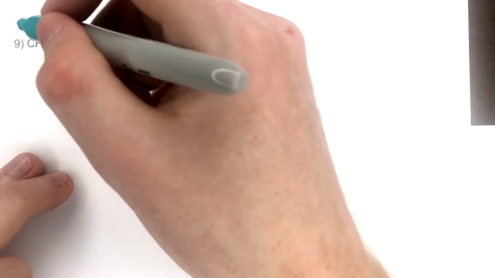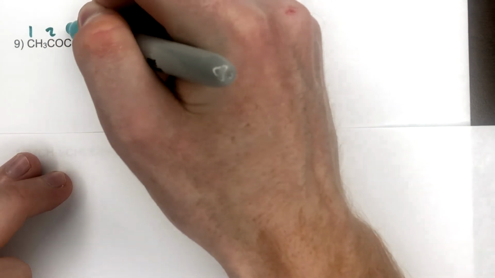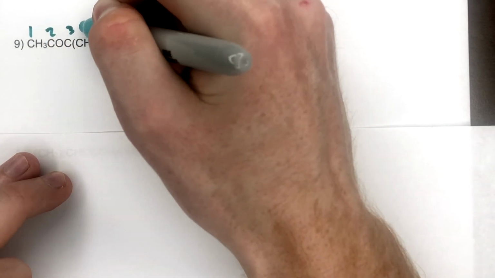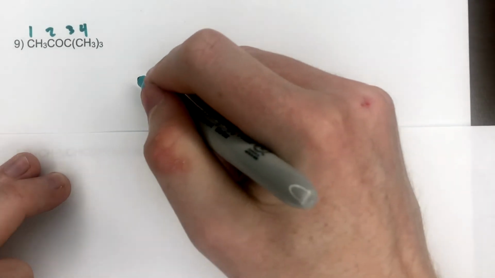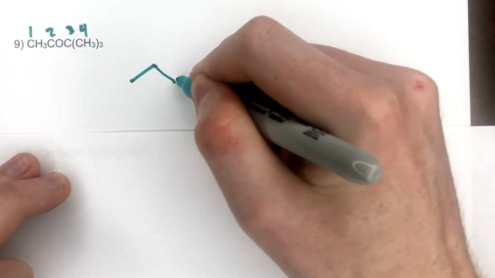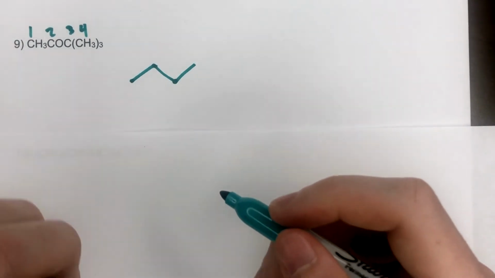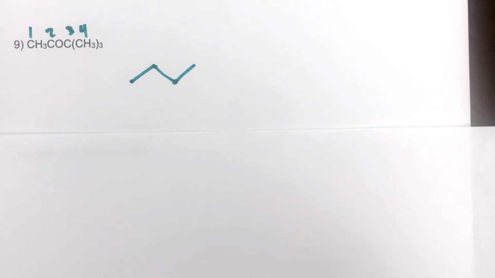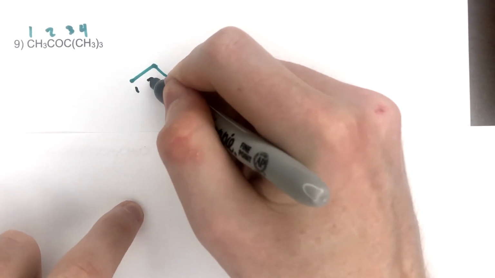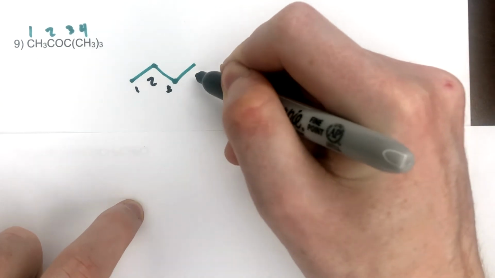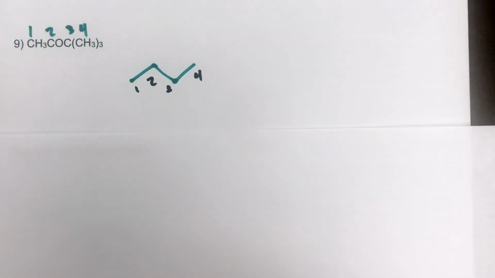So here, again, our longest chain is 1, 2, 3, 4 carbons. So again, a butane-like structure. And then, so carbon 2, so 1, 2, 3, and 4. So carbon 2 has that CO again. So, and there's no hydrogens there.